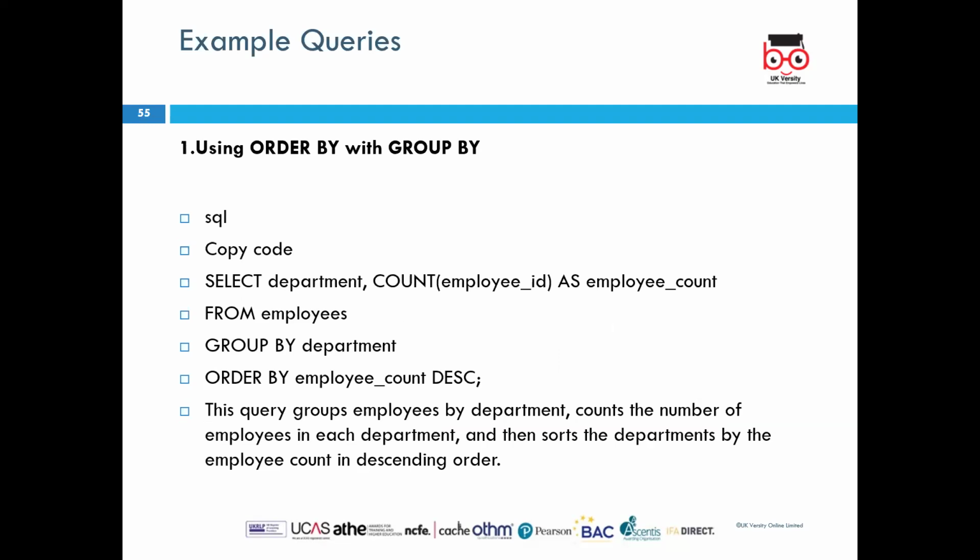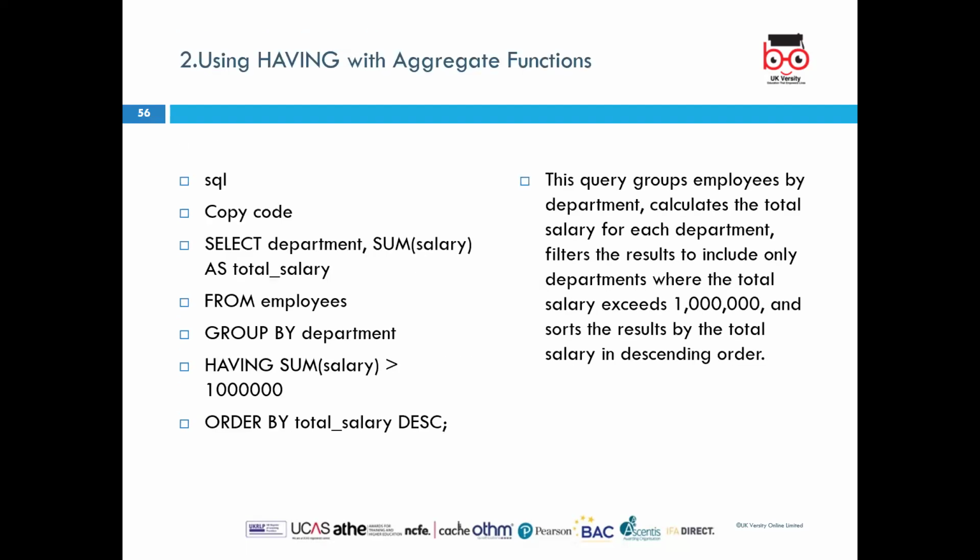Here we have an example query where we use order by with group by. This query groups employees by department, counts the number of employees in each department, and then sorts departments by employee count in descending order.